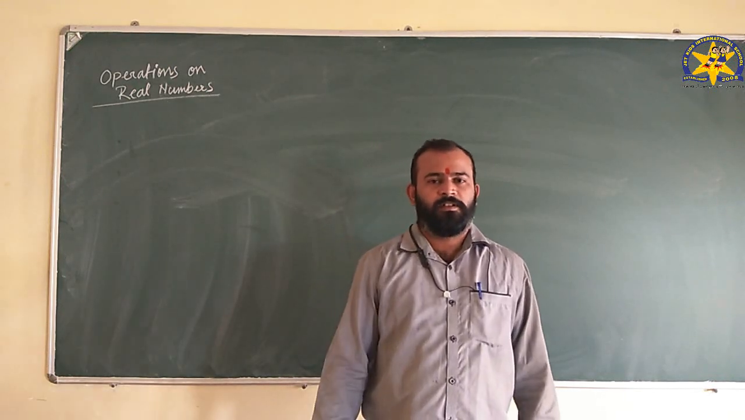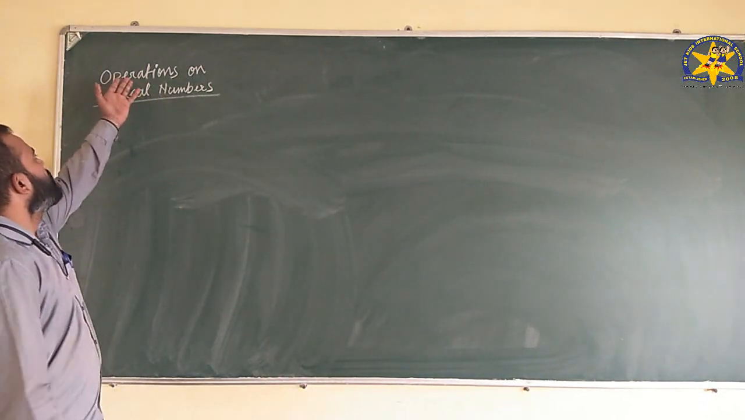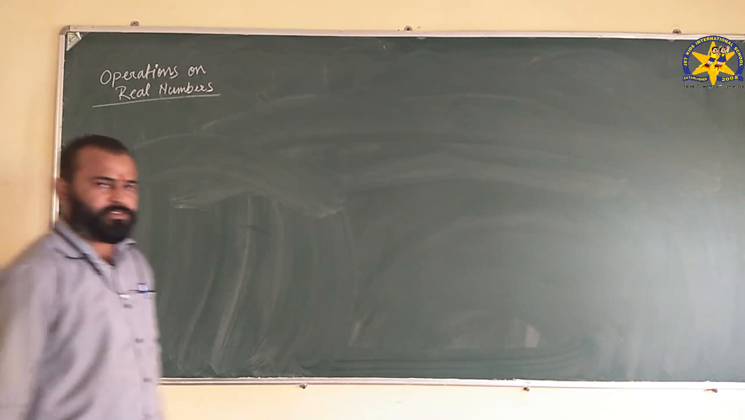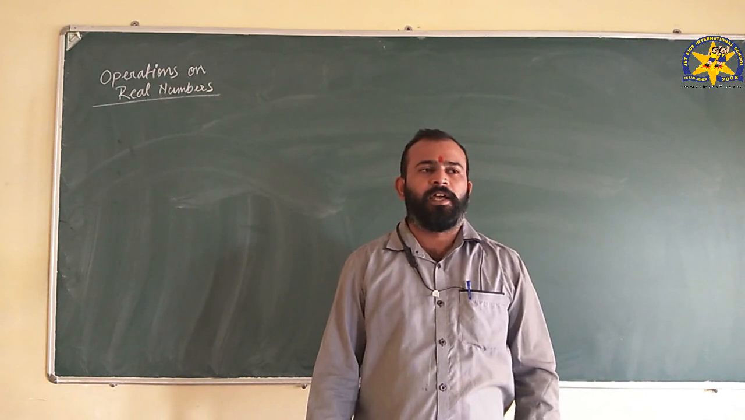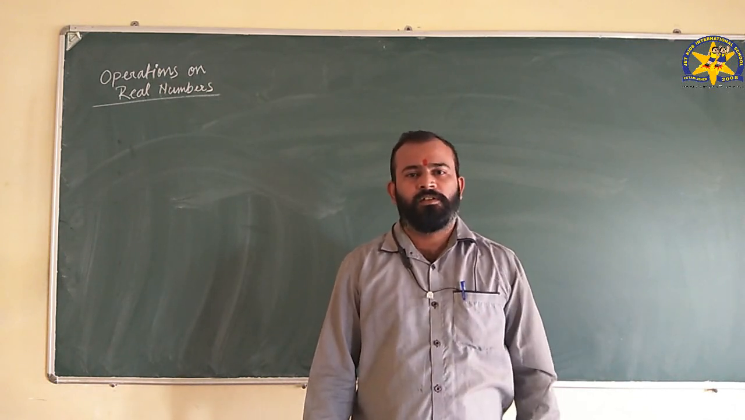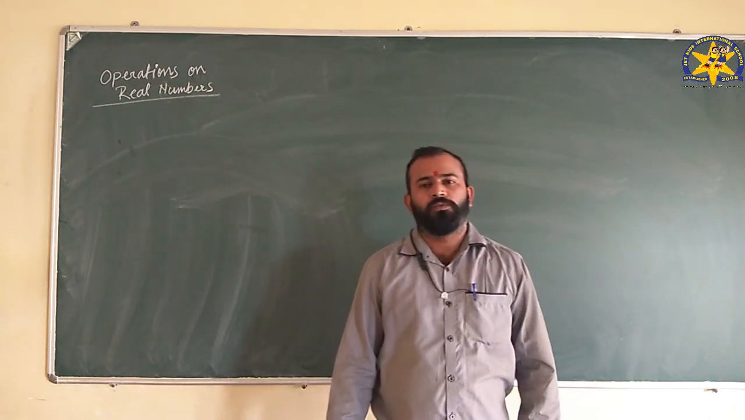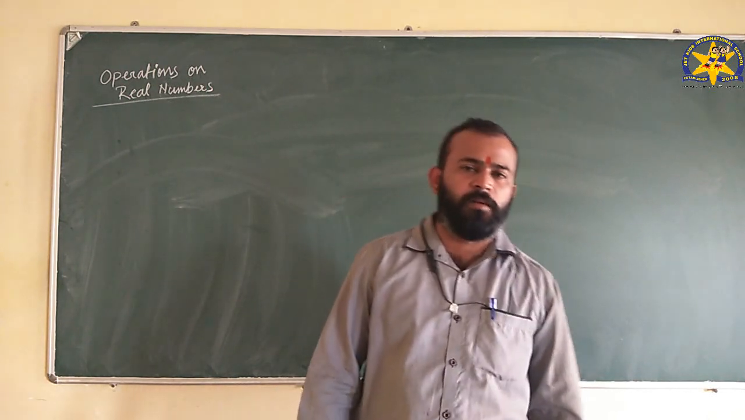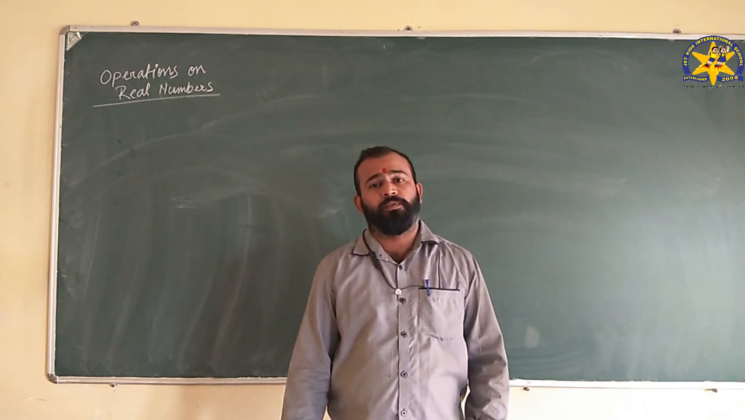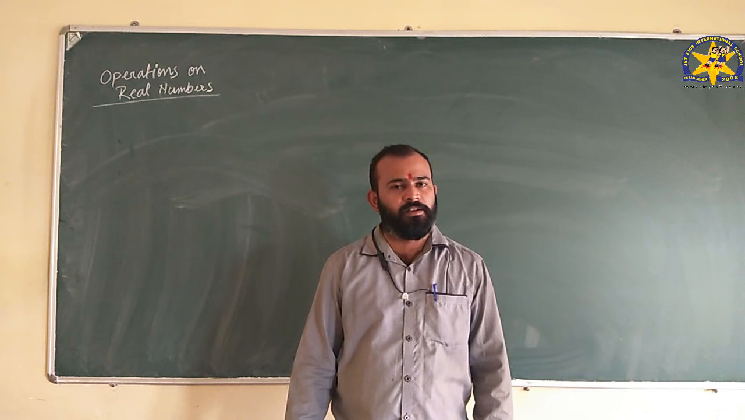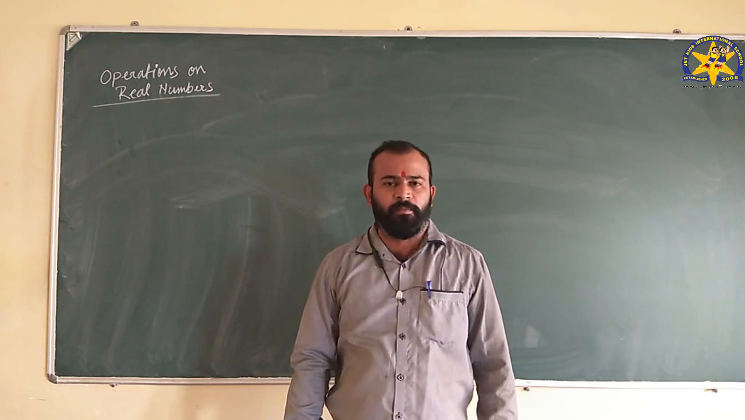Welcome back, students. Today we shall start our syllabus with operations on real numbers. In the previous topic we have seen how real numbers are represented on the number line. In that we have seen how decimals are represented on the number line, and with decimals we have also seen how square roots of decimals are represented on the number line. Now the next topic is operations on real numbers.